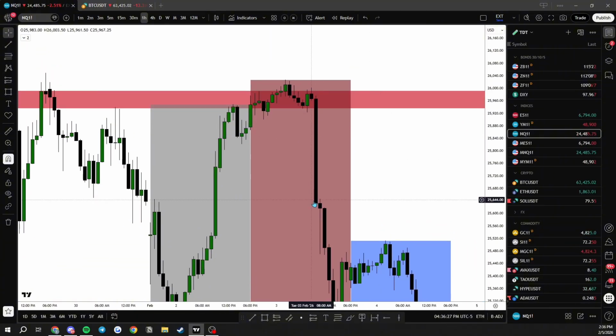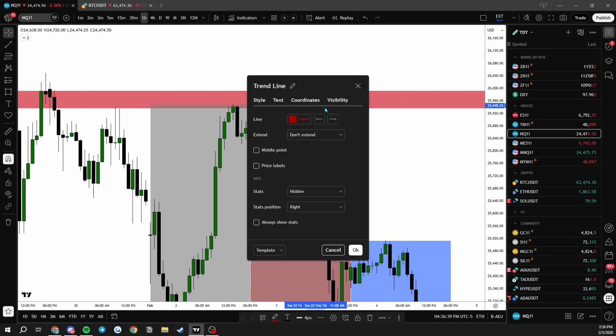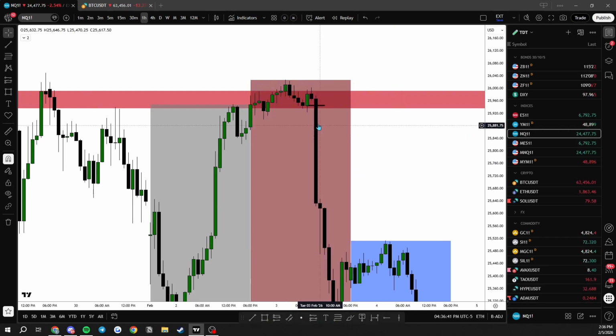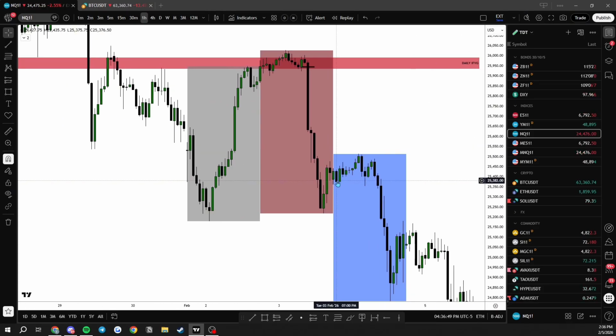Then it gets closed below here, which is a massive change in state of delivery. That's going to be really difficult to get into if you're staying on the 1 hour. If you drop down to the 15-minute, there's probably something there. But yeah, change in state of delivery here. This is now an order block, right? Let's look at what happens in candle three.